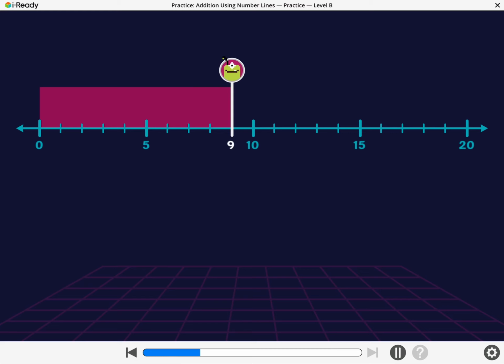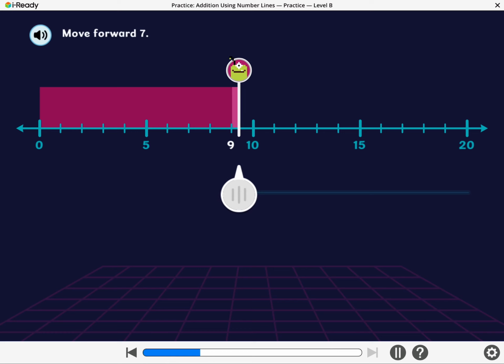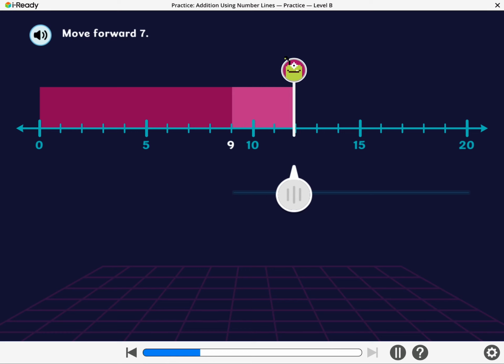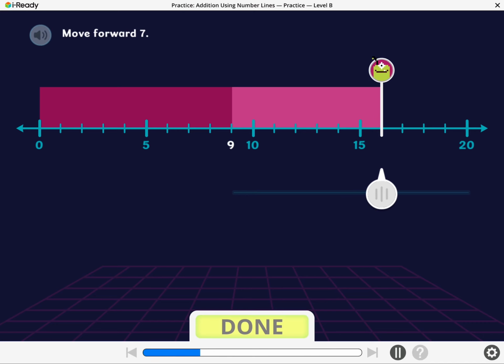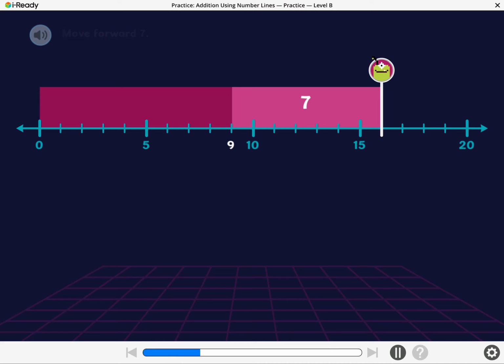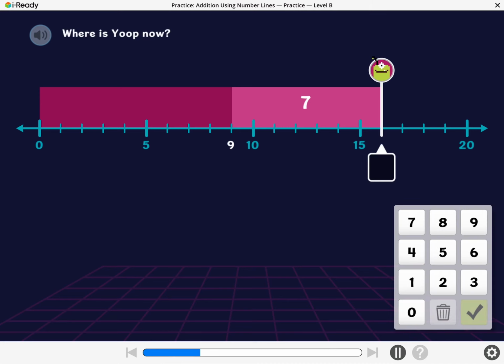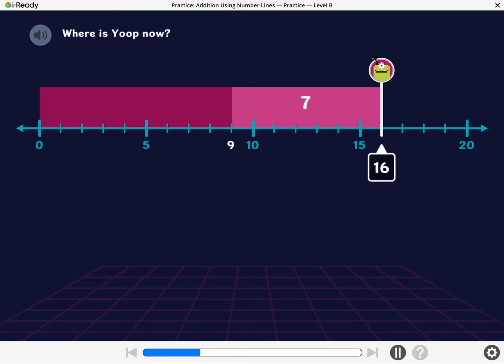Youp is at 9. Move forward 7. Out of this world! Where is Youp now? Awesome! 9 plus 7 equals 16.